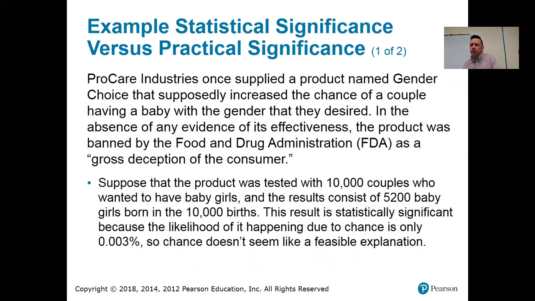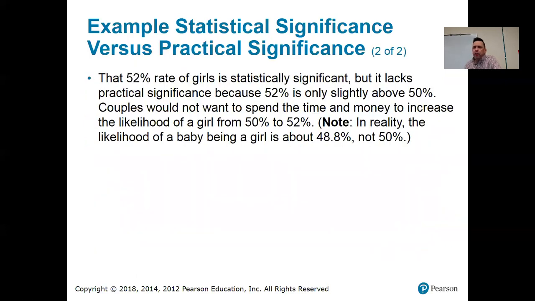statistically significant result because the chance of that happening is only about 0.003%. However, this result does not have practical significance, because if you really, really want to have a girl, this product could just claim that they make the likelihood that you'll have a girl 52%. And that's not that far off from 50%. And then they include this little tidbit that I didn't know. In reality, the likelihood of a baby being born a girl is only about 48.8%. I didn't know that.